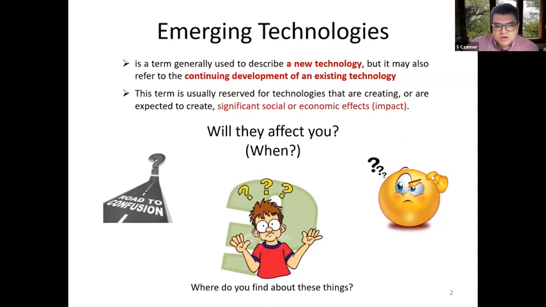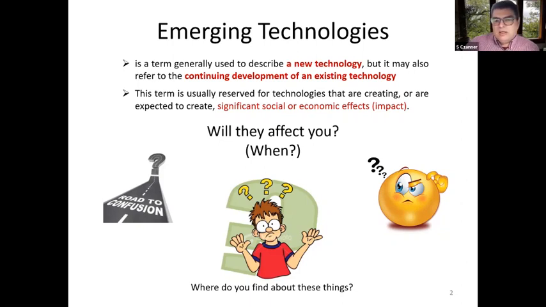So what are emerging technologies? Emerging technologies as a term is generally used to describe a new technology, but it may also refer to the continuing development of an existing technology. This term is usually reserved for technologies that are creating or are expected to create significant social or economic effects or impact. For example, in the past, when computers were invented, it was a big boom. When mobile phones were invented, again, big boom, which created a huge impact to economy and also to society.